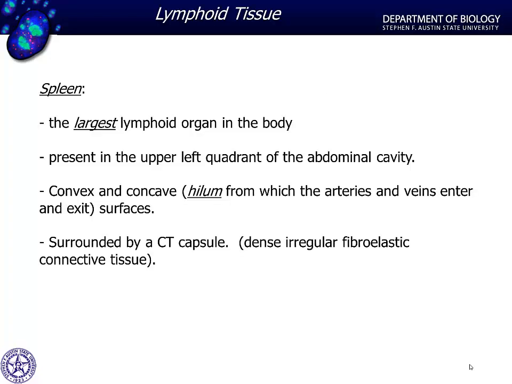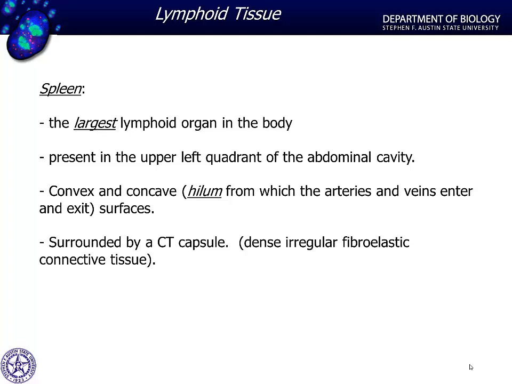So the spleen is going to be the largest of all of our lymphoid organs that we have in the body, and it's located in the left upper quadrant of the abdominal cavity. I believe many of you have seen the spleen when you did your dissection on the cat. You can find it in the inferior greater curvature of the stomach, where you're going to find the spleen on the lateral side, basically.